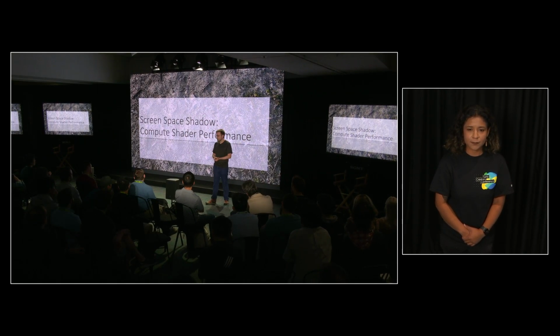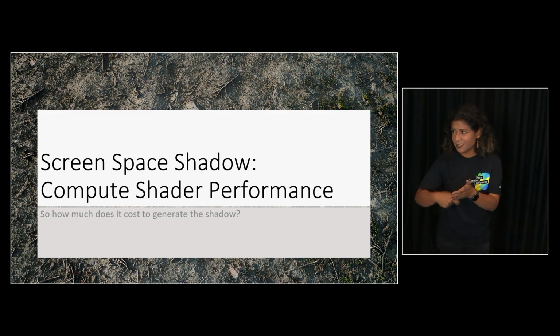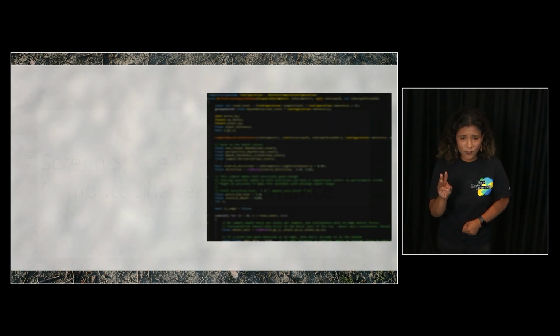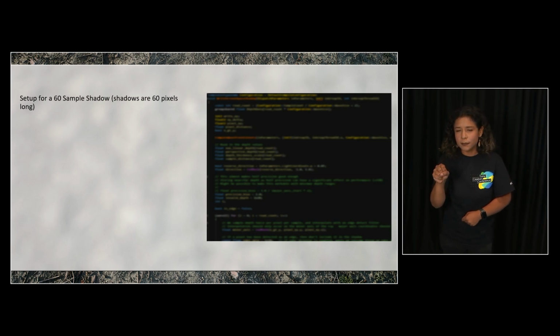So, going back to the shader, what about performance? How much does it cost to generate this shadow? Well, it's a compute shader. So let's say you set it up for 60 samples. If your wavefront is 64 long, 60 fits within that. It's a nice balanced number.